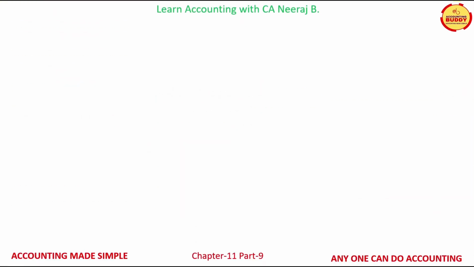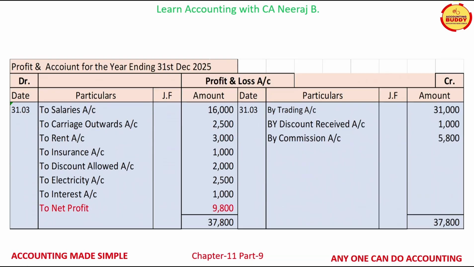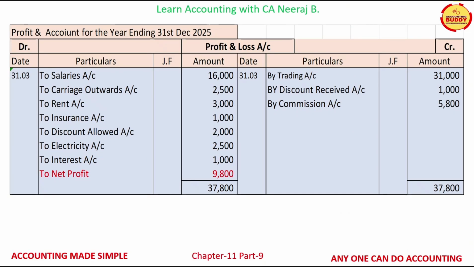Let us learn how the closing entries are posted to the profit and loss account. First of all, the gross profit of $31,000 as determined as per the trading account in the previous slides will be written on the credit side of the profit and loss account by writing the words "by trading account." Both the income accounts of discount received and commission account will be posted on the credit side of the profit and loss account for $1,000 and $5,800 respectively.